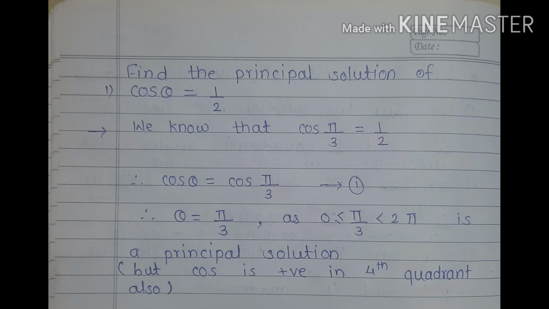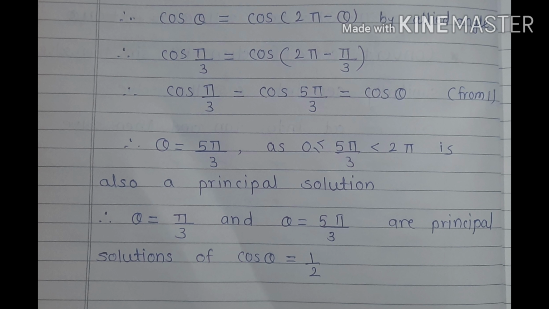As pi by 3 lies between 0 and 2 pi, that is 0 is less than or equal to pi by 3 less than 2 pi, it is a principal solution. But cos is positive in the fourth quadrant also. Therefore, cos theta is equal to cos of 2 pi minus theta by allied angle. We can take cos of pi by 3 is equal to cos of 2 pi minus pi by 3.